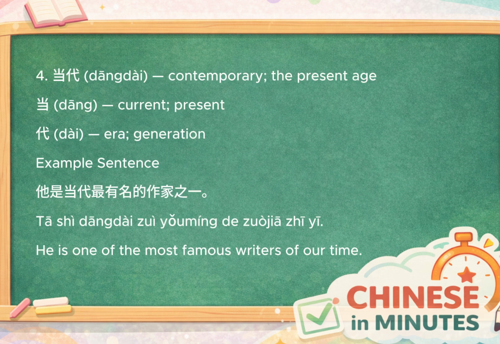The next word is 当代, meaning the present age or contemporary. 当 means current, and 代 means era. Unlike 现代, which focuses on the modern era itself, 当代 usually refers to today's generation, society, or culture. You'll often hear it in phrases like contemporary art or contemporary literature. Imagine standing on a timeline. The point where you're standing is 当代.